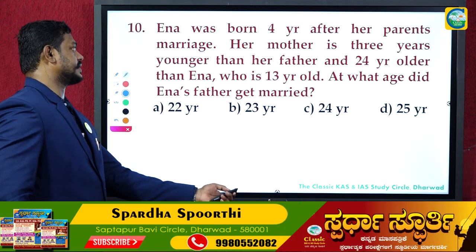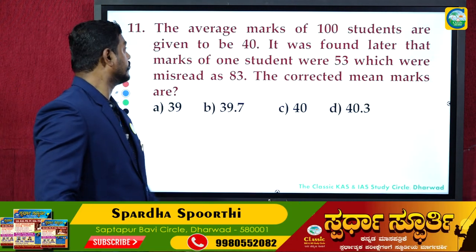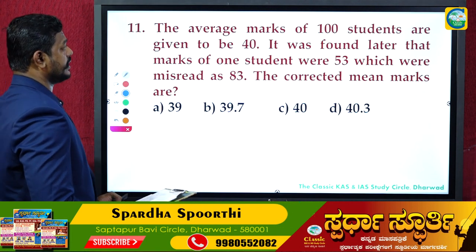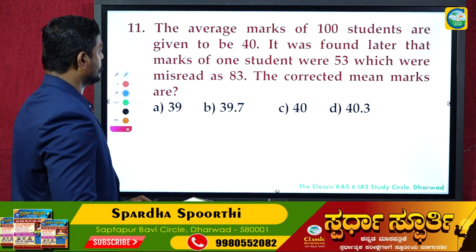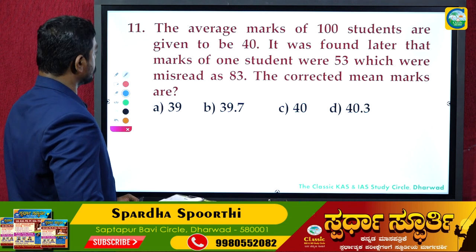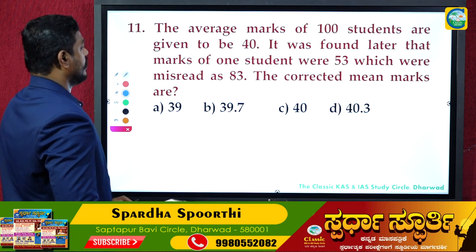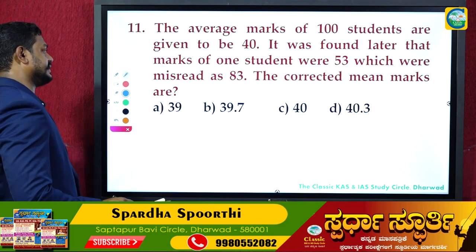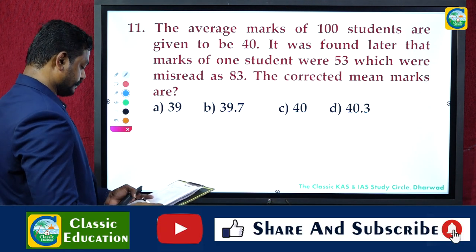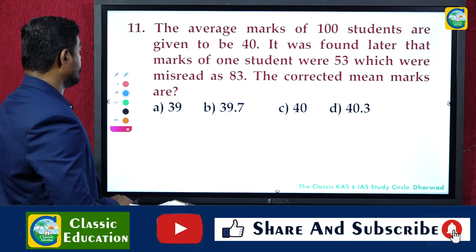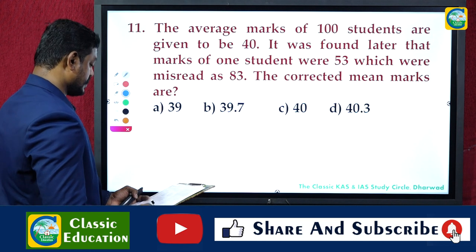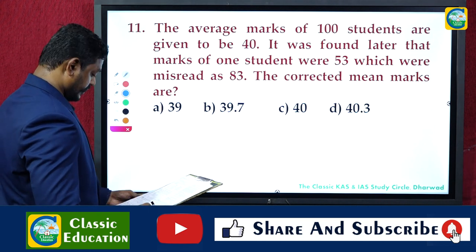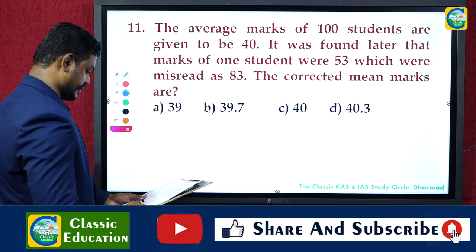Let me go for the next question now. The average marks of 100 students are given to be 40. It was found later that the marks of one student were 53, which were misread as 83. The corrected mean marks are, okay, that is question number 11, friends.